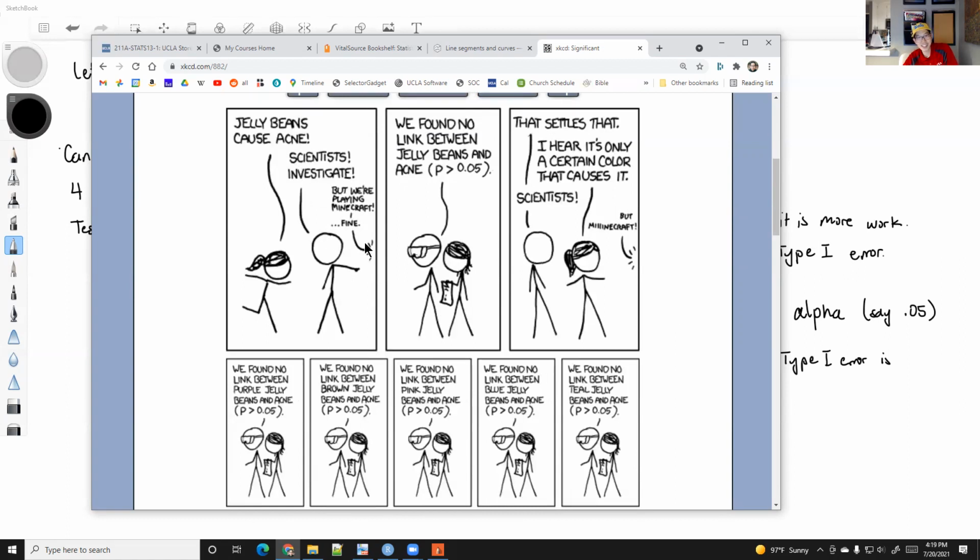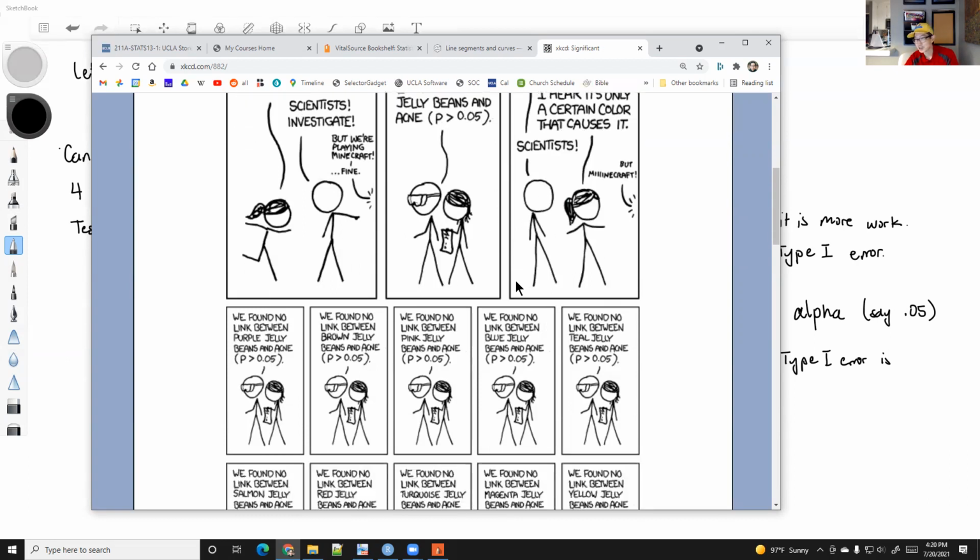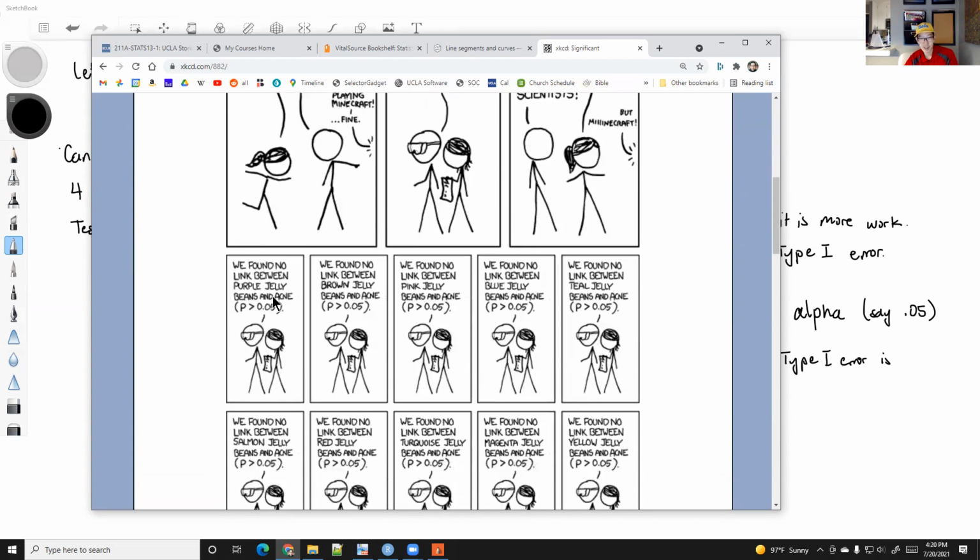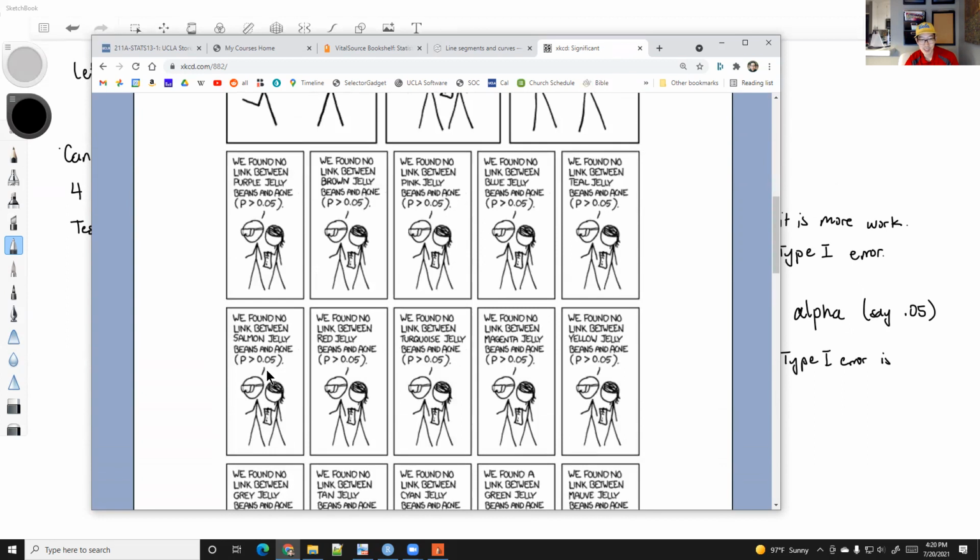Jelly beans cause acne. Scientists investigate, okay? And then the scientists come back and say, we found no link between jelly beans and acne, the p-value greater than 0.05. And they go, okay, that settles that. And then someone says, I hear it's only a certain color that causes it. So the scientists have to go and investigate this, right? We found no link between purple jelly beans and acne, okay? We found no link between brown jelly beans and acne, p greater than 0.05. We found no link between pink jelly beans and acne, p greater than 0.05. We found no link between blue, teal, or salmon jelly beans and acne, p greater than 0.05.